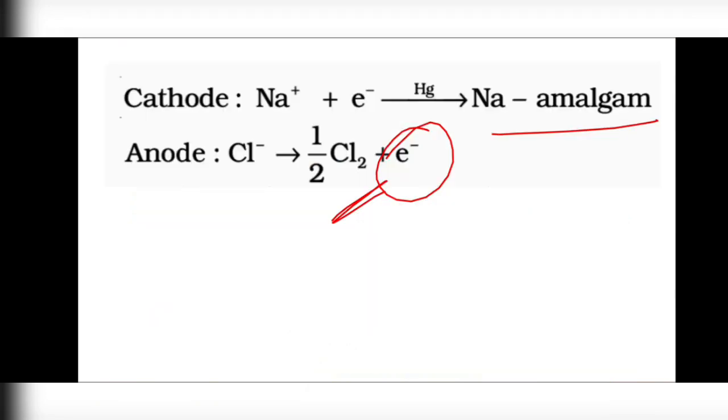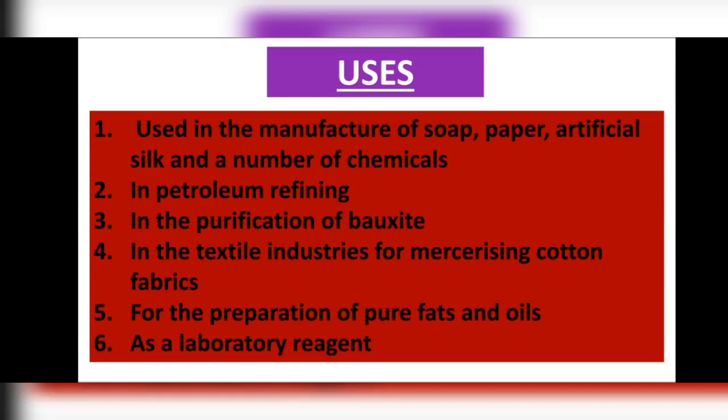Sodium hydroxide is a white translucent solid, meaning a semi-transparent solid. Now we'll see the uses of sodium hydroxide. It is used in the manufacture of soap, paper, artificial silk, and a number of chemicals. It is used in petroleum refining, in the purification of bauxite, and in the textile industries for mercerizing cotton fabrics, for the preparation of pure fats and oils, and as a laboratory reagent. So these are the uses of sodium hydroxide.